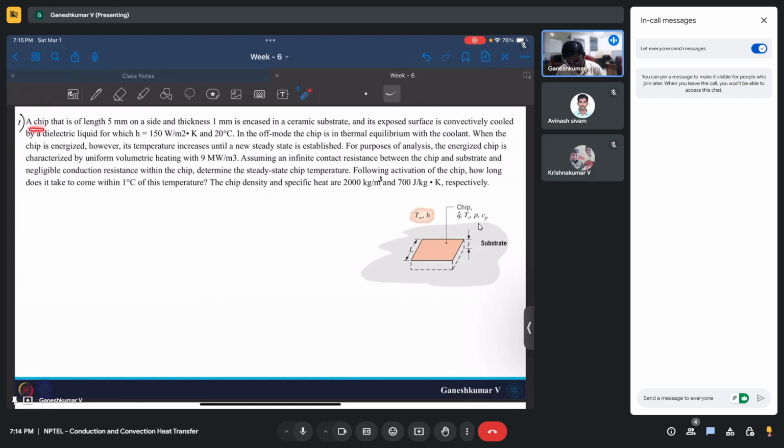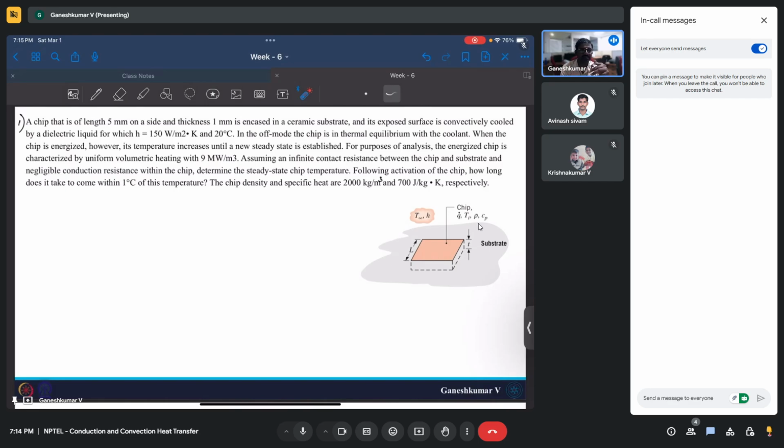A chip, this is a computer chip, of length 5 mm on a side and thickness of 1 mm, is encased in a ceramic substrate. It is exposed, and its exposed surface is convectively cooled by a dielectric liquid for which h and T infinity are given. So basically you have a chip with some thickness, but it is encased in the ceramic substrate, which means only the top surface is available, and that surface is cooled.